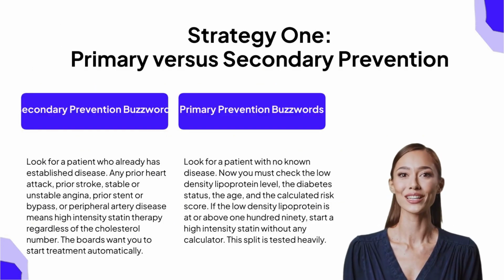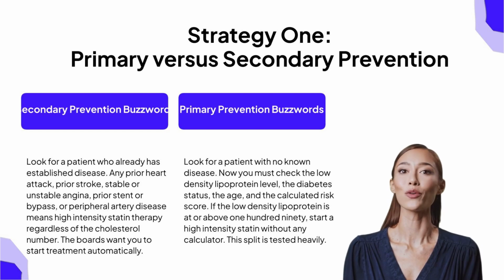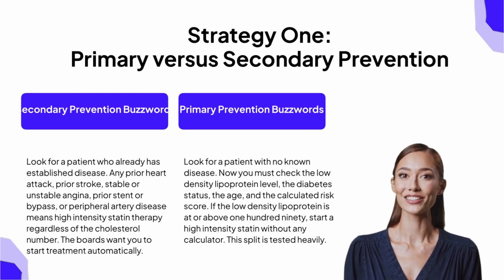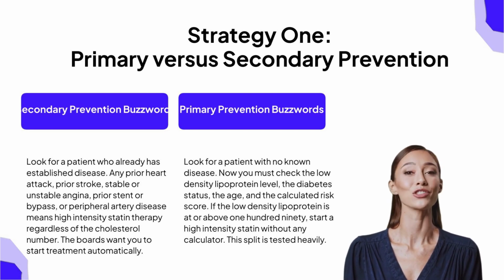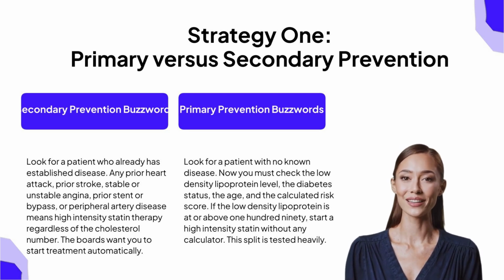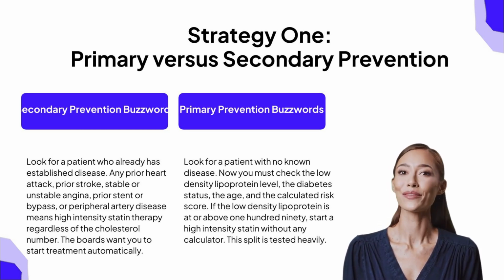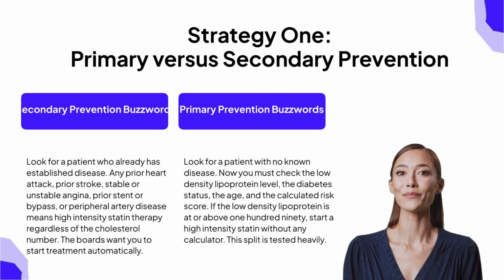Our first strategy is the primary versus secondary prevention split, and this single distinction unlocks a huge number of questions. The moment you read the stem, ask one thing: does this patient already have established cardiovascular disease? If they have had a heart attack, a stroke, stable or unstable angina, a stent, a bypass or peripheral artery disease, that is secondary prevention, and the answer is a high-intensity statin no matter what the cholesterol number is. Do not get distracted hunting for a lab value.